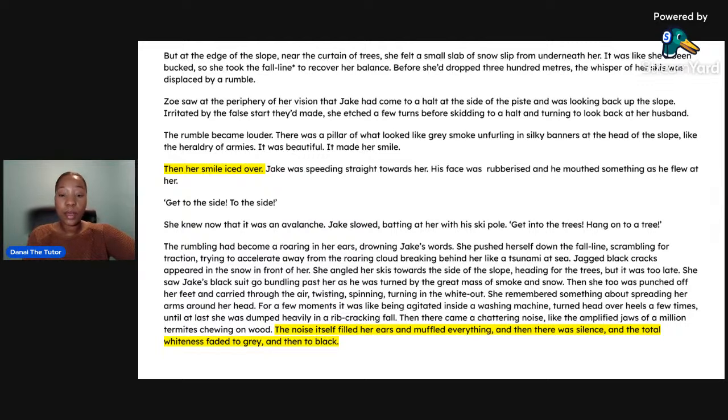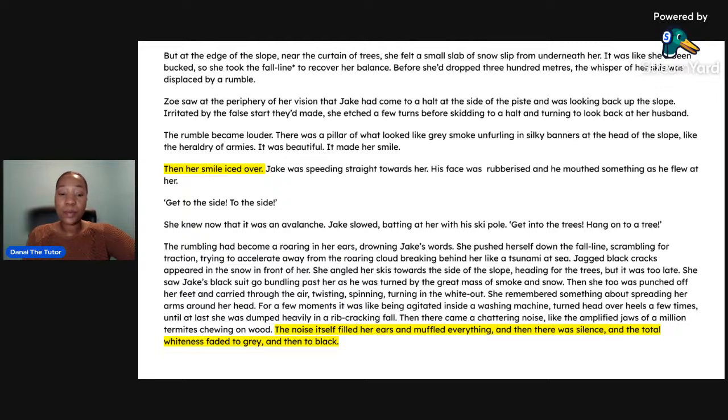Jake slowed, batting her with the ski pole. "Get into the trees! Hang onto a tree!" The rumbling had become a roaring in her ears, drowning Jake's words. She pushed herself down the fall line, scrambling for traction, trying to accelerate away from the roaring cloud breaking behind her like a tsunami at sea.